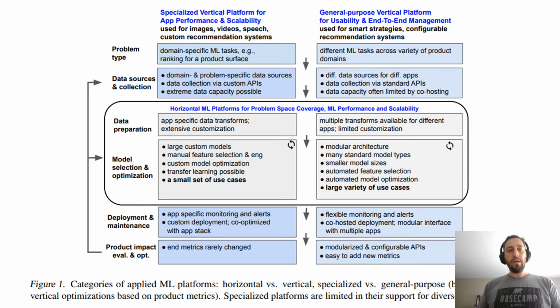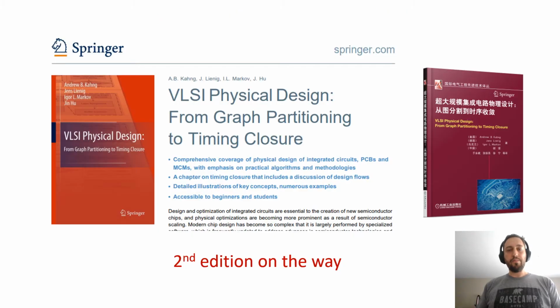The figure compares horizontal ML platforms, which are essentially toolboxes such as PyTorch, to vertical ML platforms that support the entire ML design cycle from problem type selection to product impact evaluation and optimization. A significant amount of automation is used to optimize the models, simplify maintenance, and ensure product impact. The two columns in the figure compare specialized to general-purpose platforms. General-purpose platforms use more automation to support a wider variety of use cases.